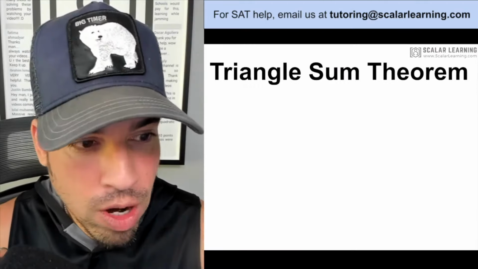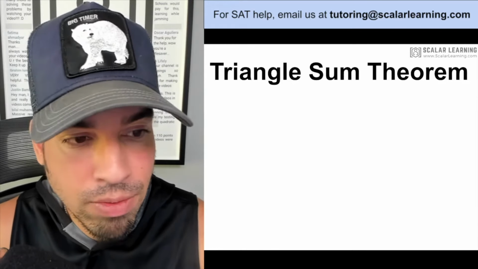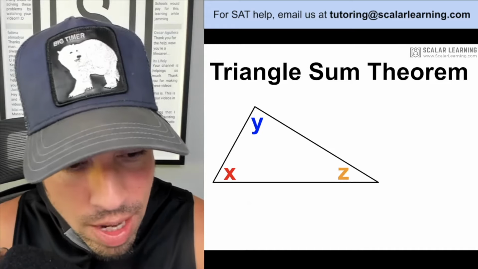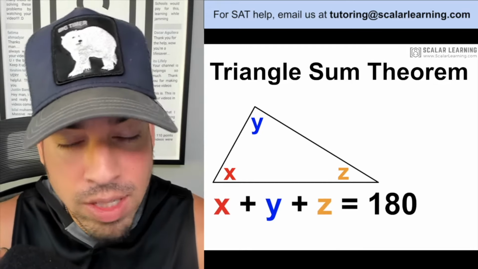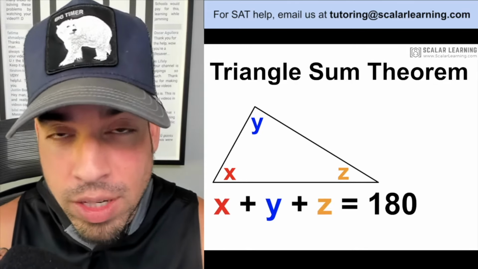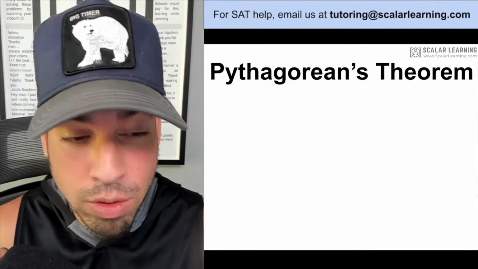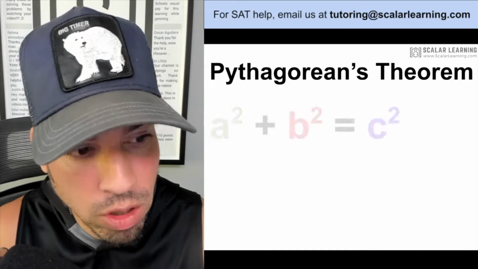Next, we're going to talk about the triangle sum theorem. Again, this is provided in the front on the reference sheet, but here it is visually explained. So we got a triangle, we got three angles, and the three angles added up are always 180 degrees. Next, we're going to talk about Pythagorean's theorem, which again is also on the reference sheet, but let's see how it works in a couple examples.